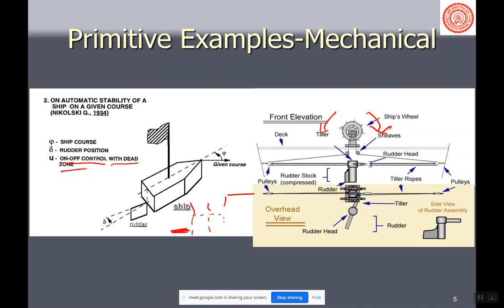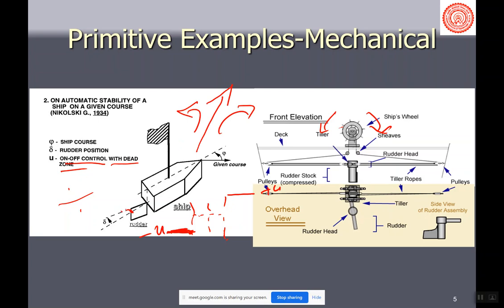So beyond, when it is at this position, there is a minus u. When it is at this position, there is a plus u, and in between it just gets stuck. There is a dead zone in it. So basically this also behaves like an on-off controller, and when it is switched between the on and off position, or actually the right and left position, the ship doesn't turn right or left, but it goes in one particular direction.